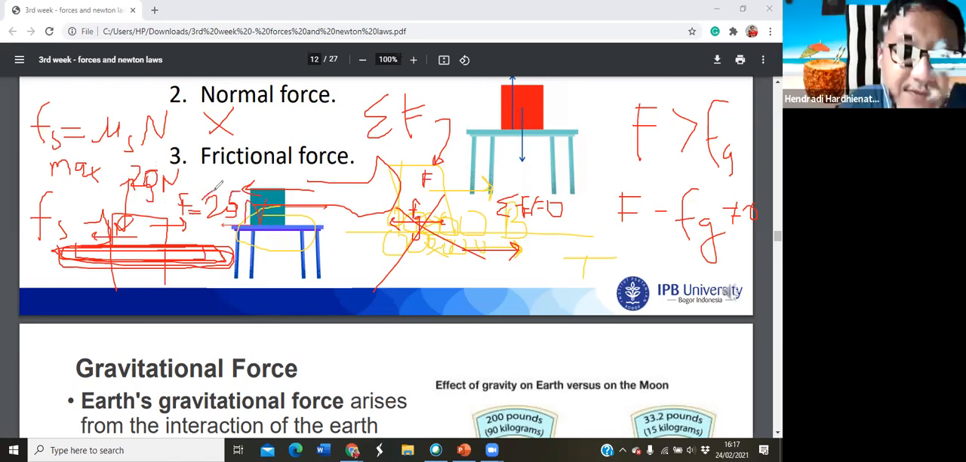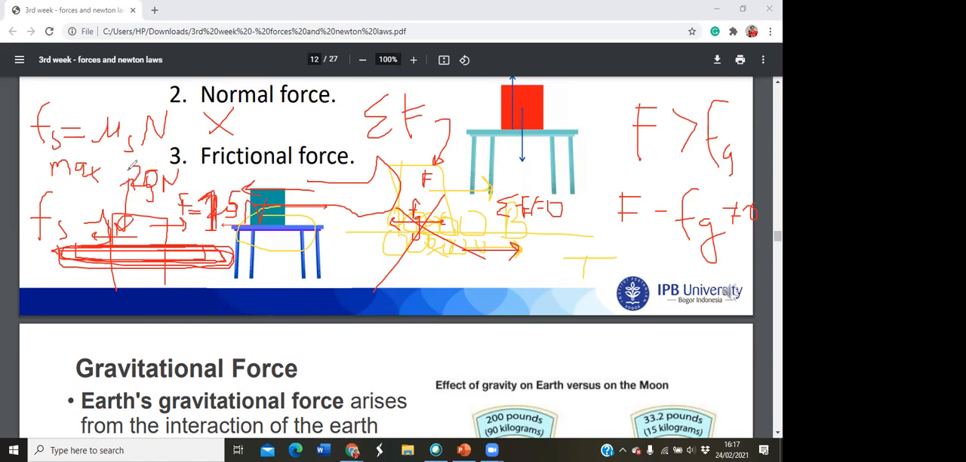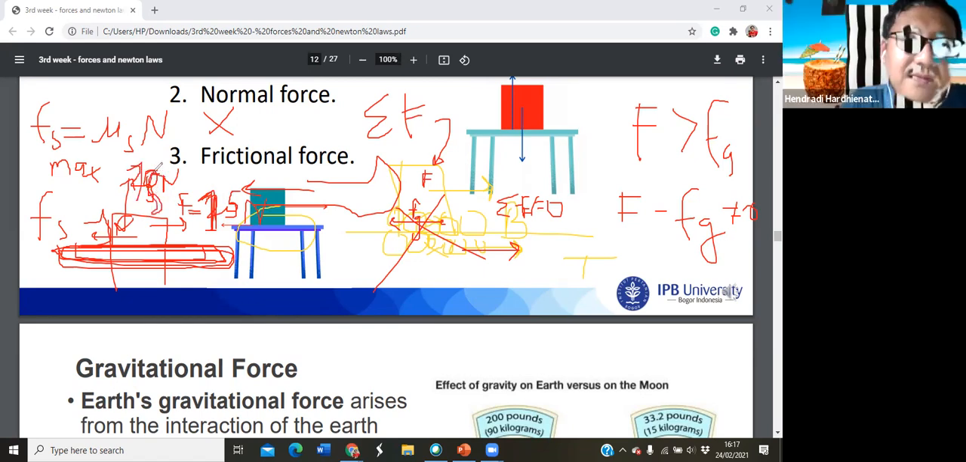25. You push with a greater force, 50 Newton. How much is the friction force, if the book doesn't move? 50 Newton. So what is your conclusion? The friction force is always the same as the pushing force.